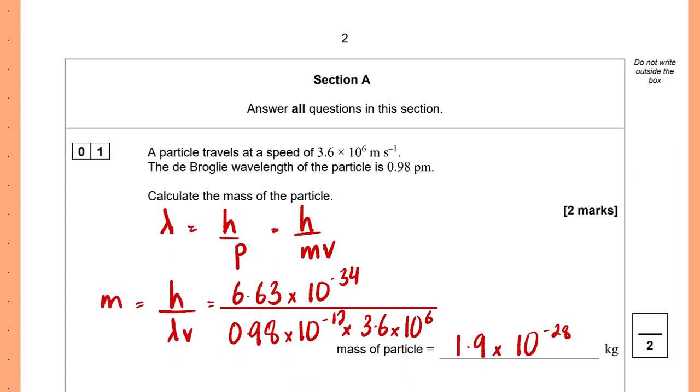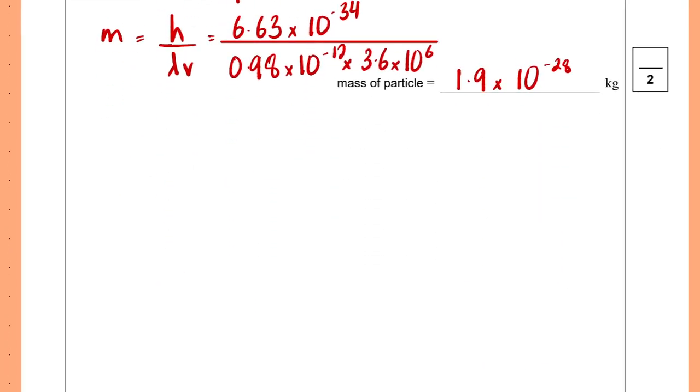H, the Planck constant, 6.63 × 10^-34. Mass is what you need to find. So this is lambda, which is 0.98 pico, 10^-12, multiplied by its speed. So this mass turns out to be 1.9 × 10^-28 kg.